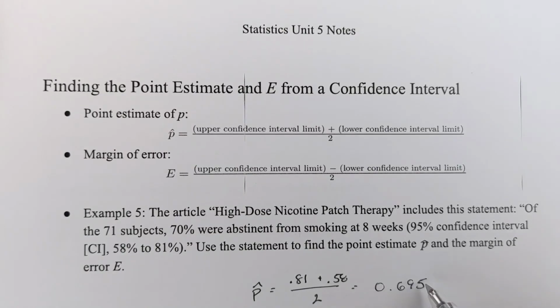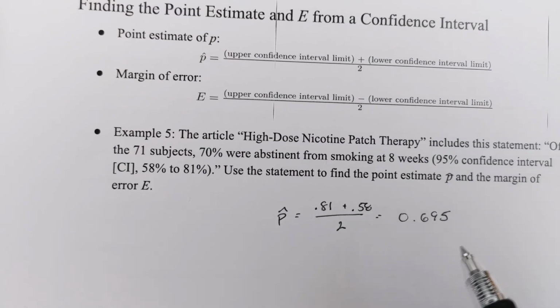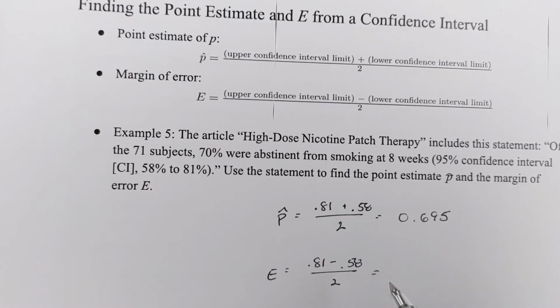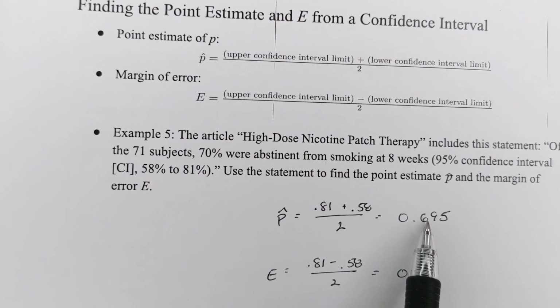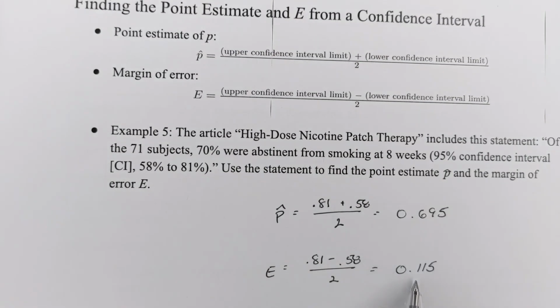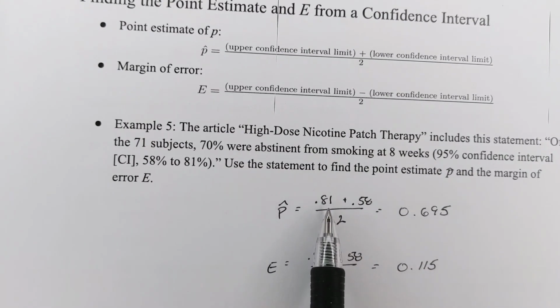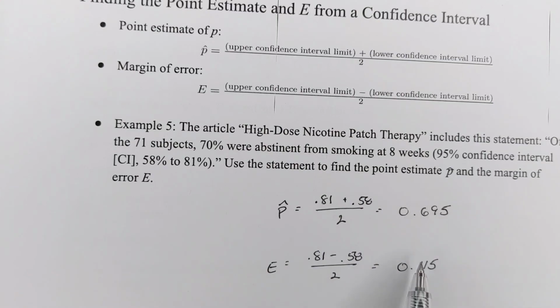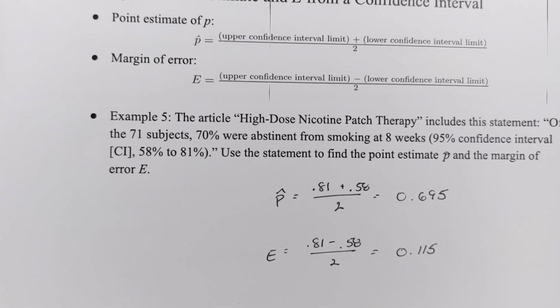So that would be about 69% of people. To find the error, we use the other formula, 0.81 minus 0.58 divided by 2. That's 0.115. So this value is essentially the center of our confidence interval, and the high and low differ by that much. If you take 0.115 and add it to this, you'll get your 81%. If you take 69.5% minus 11.5%, you'll get your 58%. But that brings us to the end of the section.